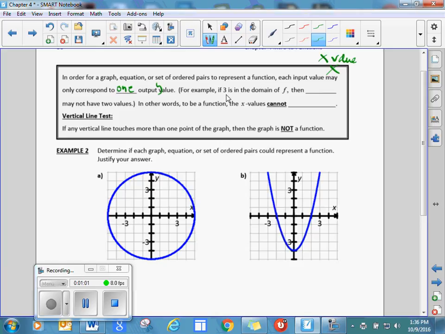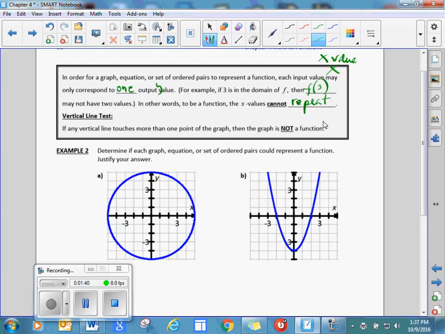For example, if 3 is in the domain of f, meaning 3 is an x in your domain, then f of 3, when you plug in 3 for all of your x's, your answer may not have two values. They need to have a distinct value. And I'll point out some of these examples as you go along. But in other words, to be a function, the x values cannot repeat and have different y values.